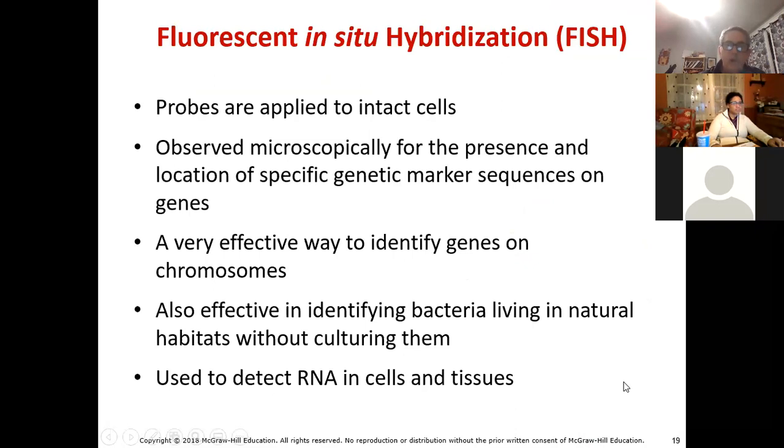There's another technique called in situ hybridization, fluorescent in situ hybridization. In situ means within a living organism. This technique is abbreviated FISH. Probes are applied to live intact cells. They are observed microscopically for the presence of a genetic marker. It's a very effective way to identify genes on chromosomes. It's also effective in identifying bacteria living in a natural habitat without having to culture them. It can be used to detect RNA in cells and in tissues.